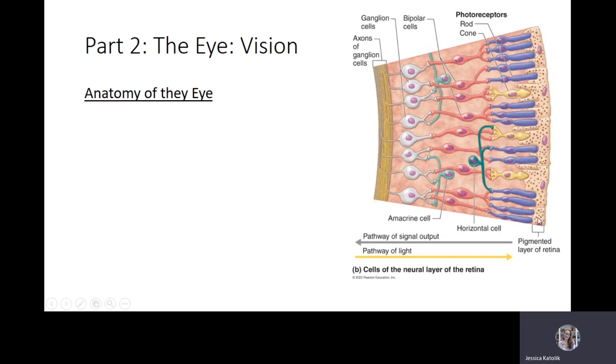Here we can zoom in a little bit further on the retina and see the pigmented layer, which contains the melanocytes that are rich in melanin, and that will prevent the scattering of light. So it will absorb excess light. And this layer over here is the neural layer, and this will contain the photoreceptors that are responsible for detecting light.